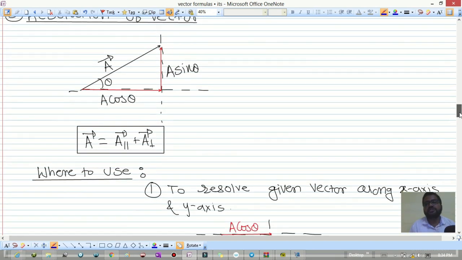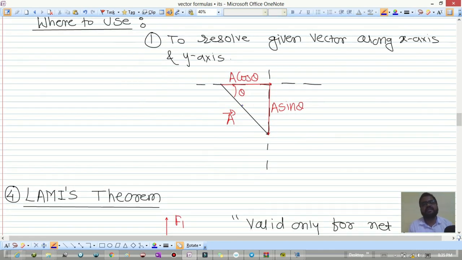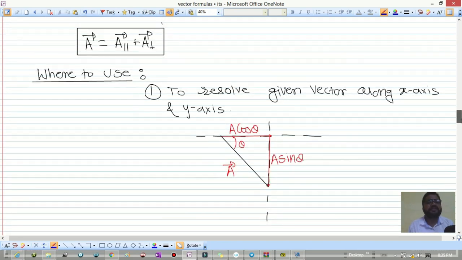Now resolution of vector. In the resolution of a vector, a bar has two components. One is parallel, the other one is perpendicular. The parallel component is along the x-axis, and the perpendicular component is perpendicular to the x-axis. So over here, a bar's parallel component is a cos theta and the perpendicular component is a sin theta. So we can write a bar as the addition of the parallel component and the perpendicular component. Now where to use it? Any vector that is given, you can resolve that to find a component, that's it, right?